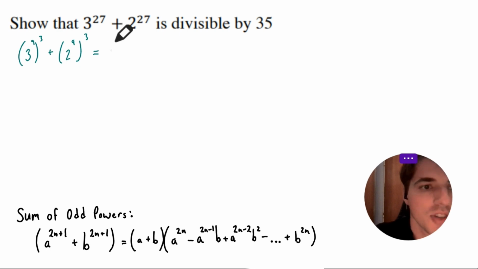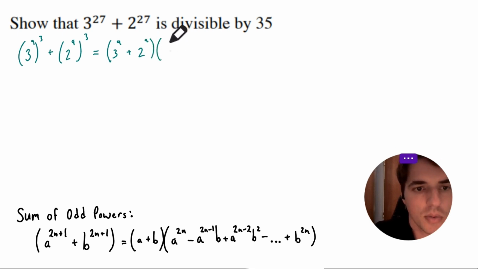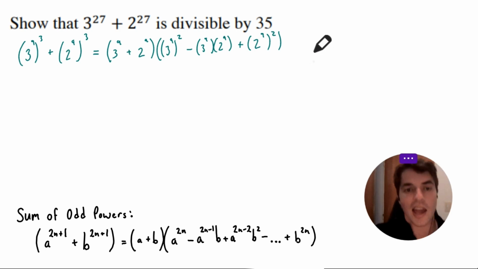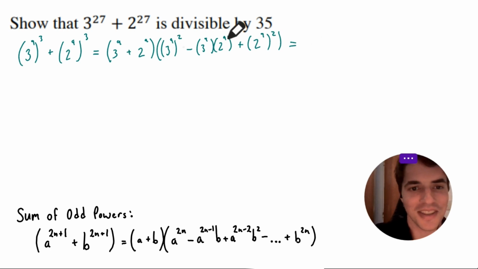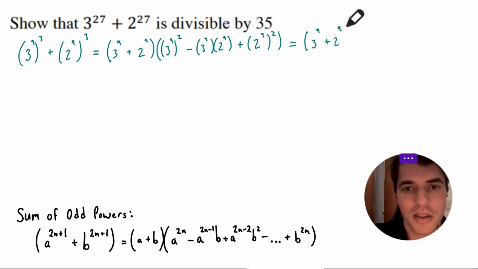We're using the sum of odd powers here, so we would have 3 to the ninth plus 2 to the ninth times, what do we have here? 3 to the ninth squared minus 3 to the ninth, 2 to the ninth plus 2 to the ninth squared. And I will even, this is not like me, rewrite this so that these powers are as condensed as possible. So we have 3 to the ninth still, plus 2 to the ninth.